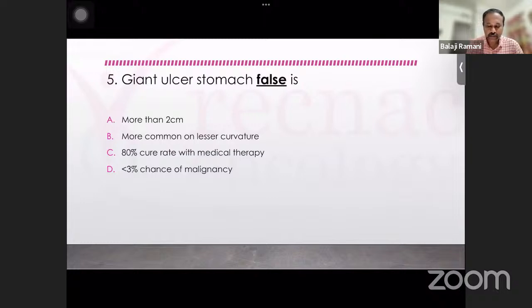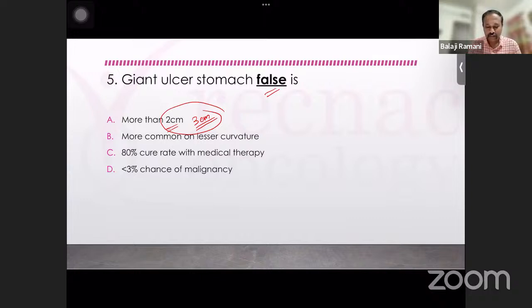Right. So this is another question. What is the false statement regarding giant gastric ulcer syndrome? So giant gastric ulcer, is it more than two or more than three? There are two things which are given. So one of these two is the answer. I'm sorry, I could not find clear evidence as to which one should be preferred.